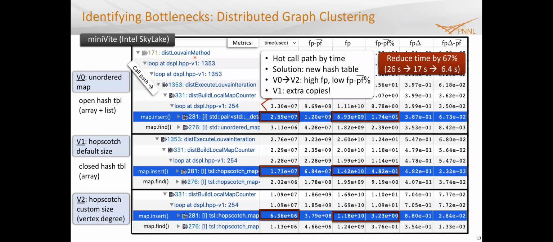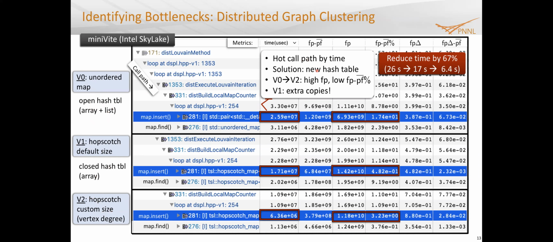Also, in another example, we used 3 different versions of miniVite. The first version, V0, used unordered map, which is an open hash table with arrays and lists. V1 uses the hopscotch hash with default size that uses an array, and V2 uses the hopscotch hash with custom size that uses vertex data. We did the same thing.